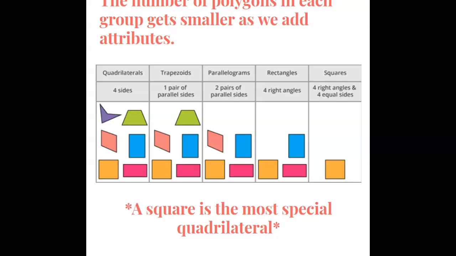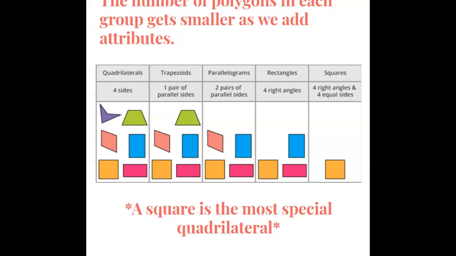Let's have a look. We talked about quadrilaterals, trapezoids, parallelograms, rectangles, and squares. These are all polygons. The number of polygons in each group gets smaller as we add attributes. That means we add those things on there. So the first set, the quadrilateral, is the most basic type of polygon. It's a closed shape with 4 sides. Then it gets more advanced.